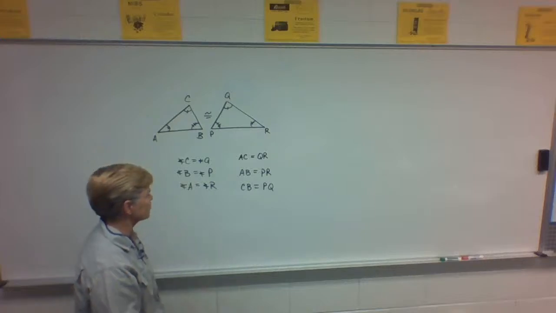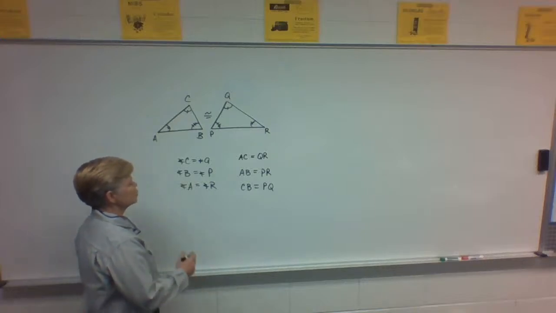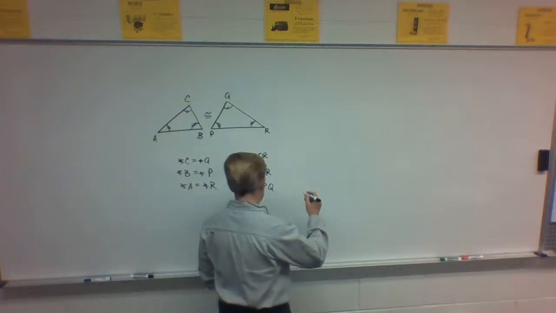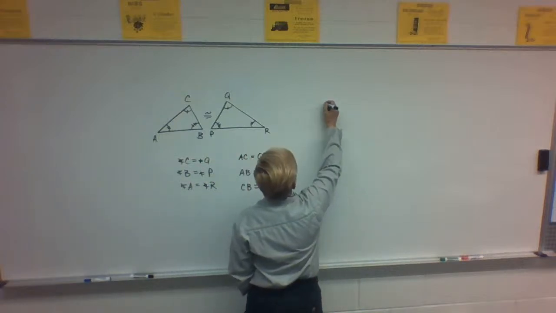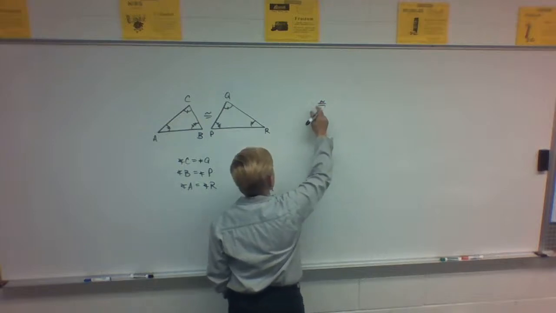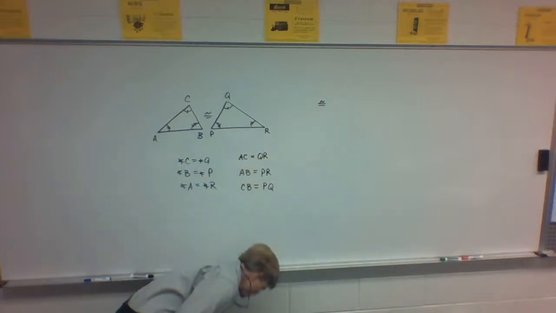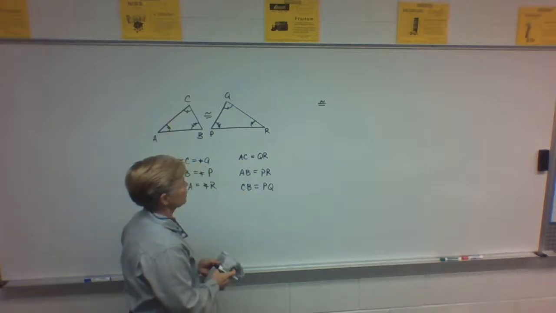Now, here comes the part that I'm going to hold your feet to the fire on. You got to do this right. When you name 2 triangles are congruent, I'm going to put the symbol congruent here. You can use equals. You do not have to use the congruent symbol. You can use an equal sign instead. That's fine. I don't care.